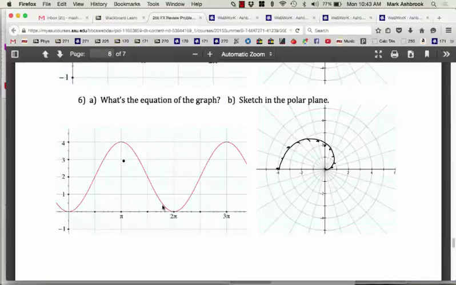And then back to 2 pi, it's going to go from 4 to 0, just the way it came. So when you get to 3 pi over 2, you'll be at positive 2. So it's just going to come in like this.